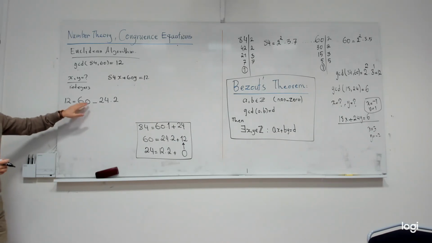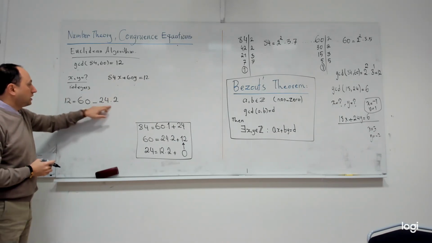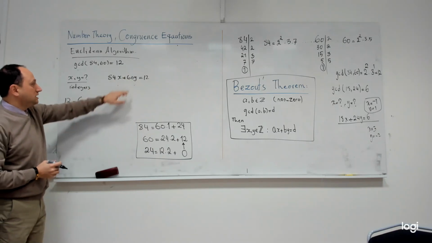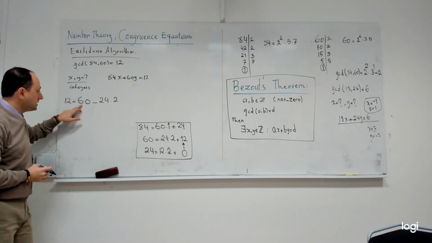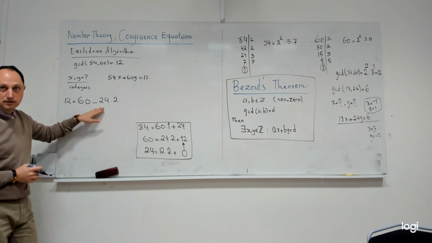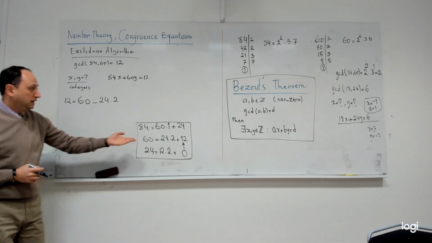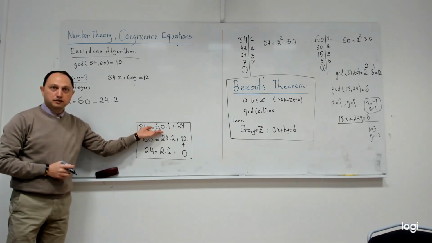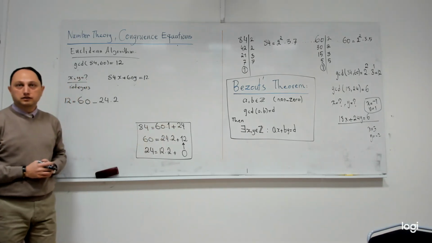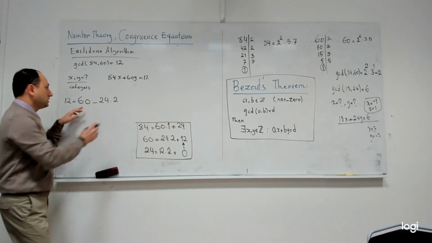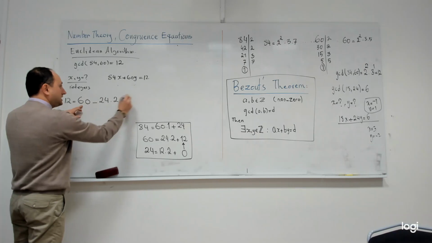I would say no, because I want to see 84 in my equation. I want to see 60 in my equation. Of course, I have 60 here, but I do not have 84 yet. So what I need to do is go to the previous step and find 24. Okay? So how? You continue, you write 60.